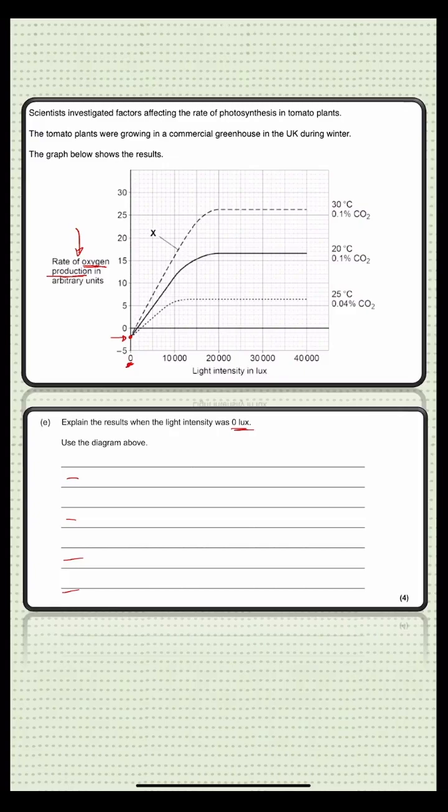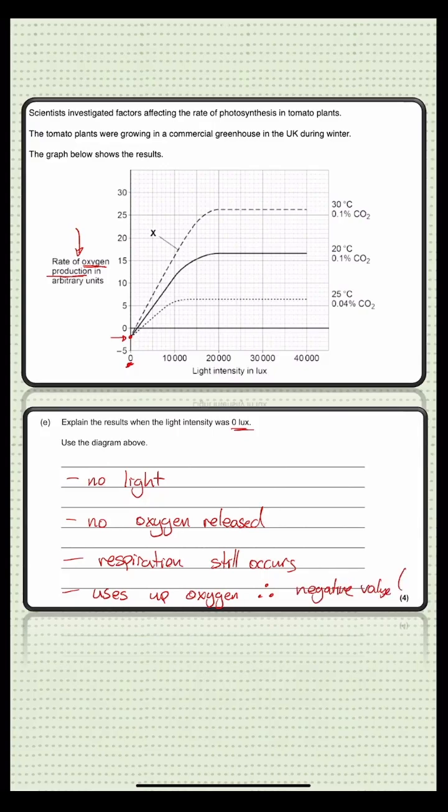So here, what can we say? There's no light. That's what zero lux means. There's no light. Therefore, no oxygen released. But respiration still occurs, and that uses up oxygen. Therefore, it's a negative value, which is -2. Okay, so did that make sense, guys?